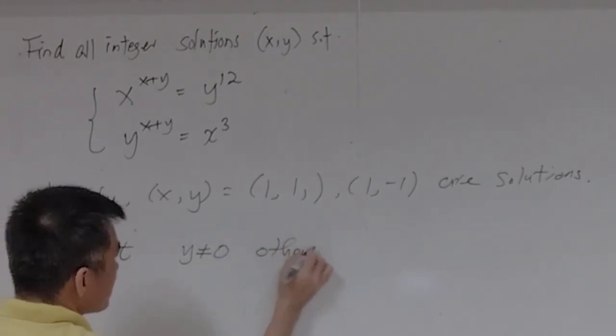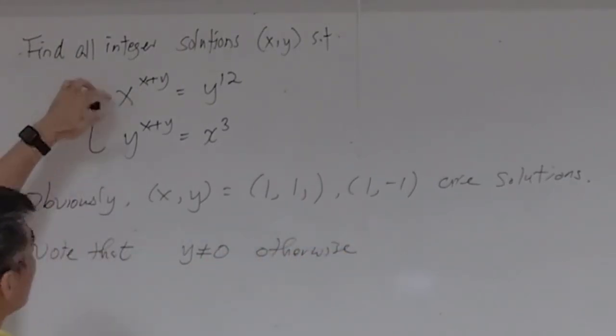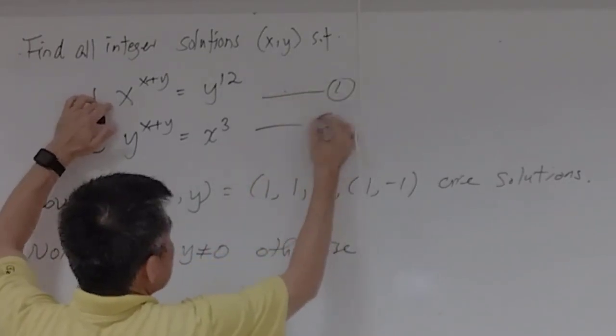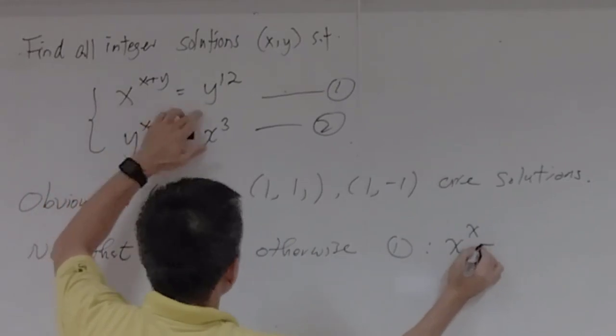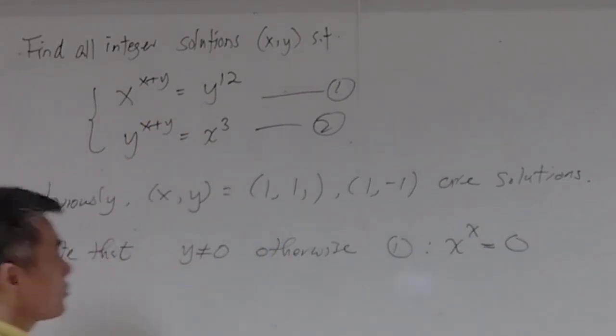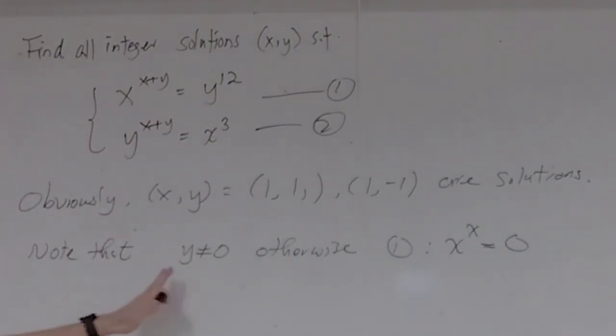Note that y is not equal to 0. Otherwise, from equation 1, it will give x to the power of x equals 0, which has no solution. That's why y is not equal to 0.